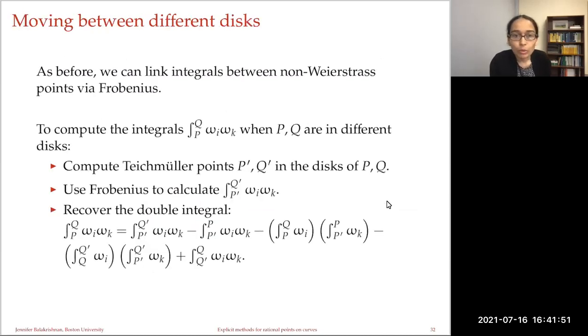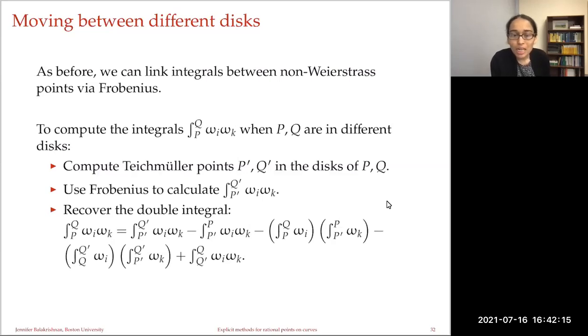So as before, we would like to reduce to the case of these Frobenius fixed points between non-Weierstrass disks in the case of hyperelliptic curves. It's just that there's a little bit more bookkeeping to recover the double integral. So we no longer have this nice additivity in endpoints. That was the 3 terms. Now we have a few more error terms given in terms of products of single integrals.